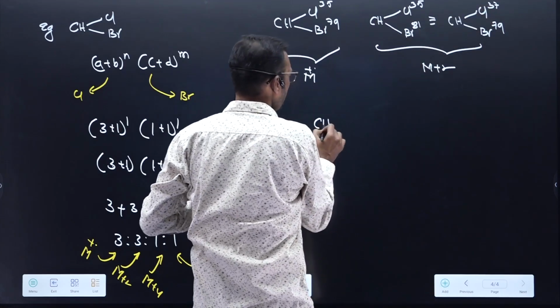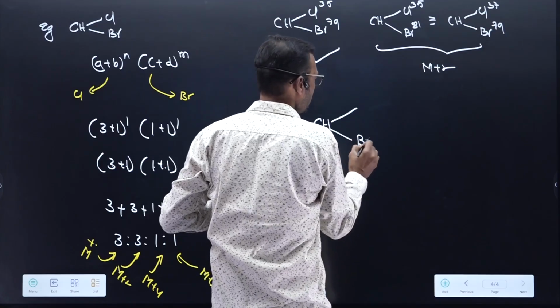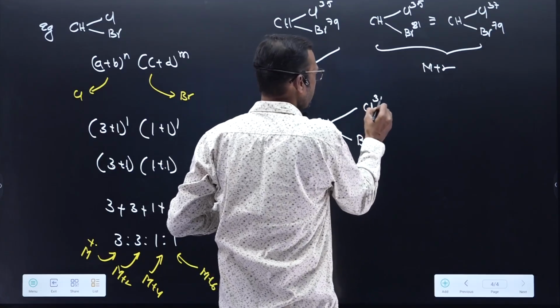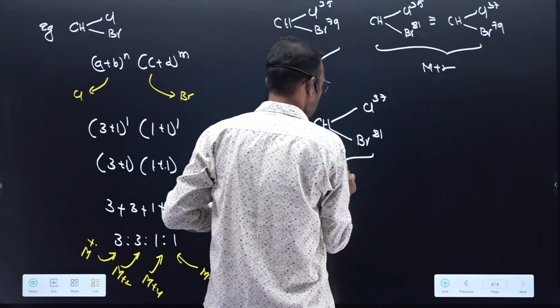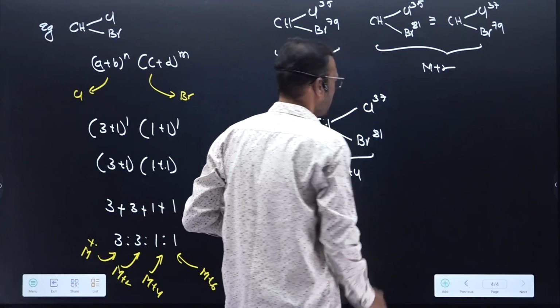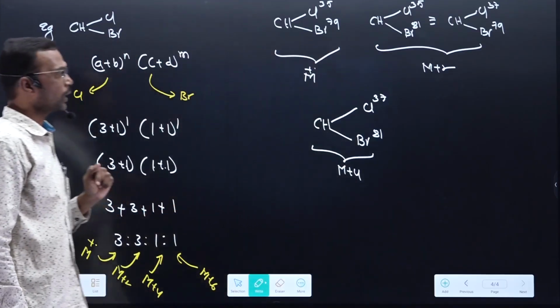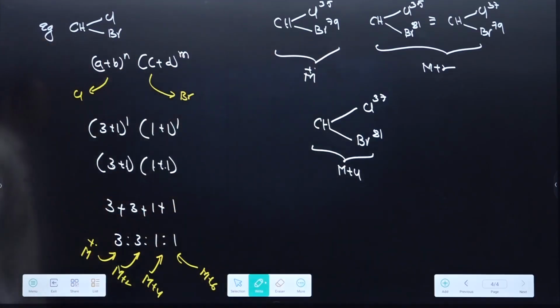Okay, and only one possibility is there where two are heavier, this is 81, chlorine 37. So now it becomes M plus 4. Okay, but what I have written? M plus 6. This won't exist.